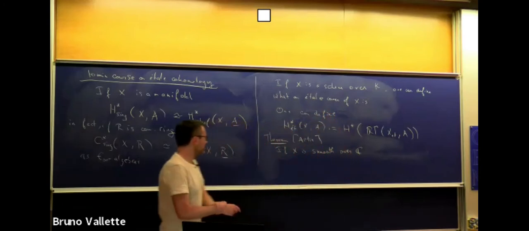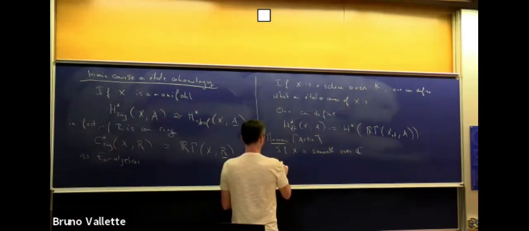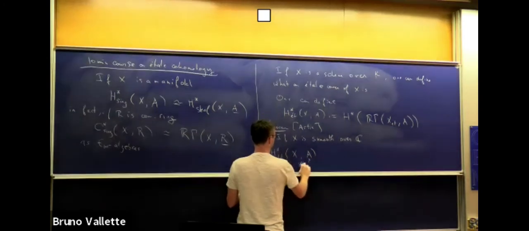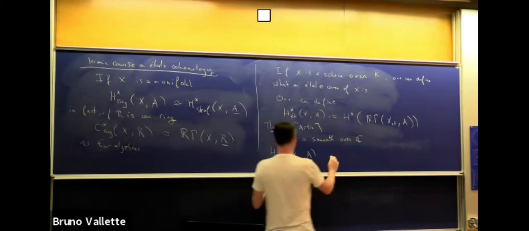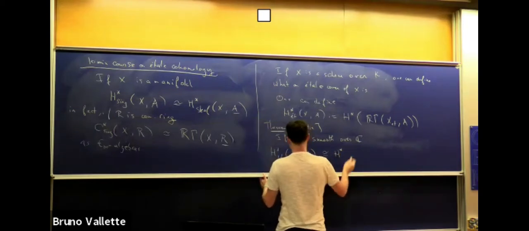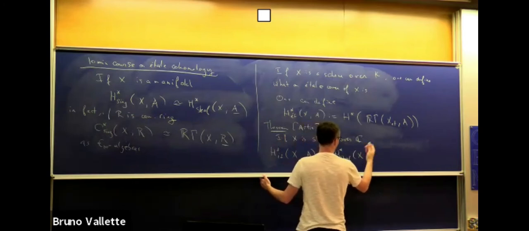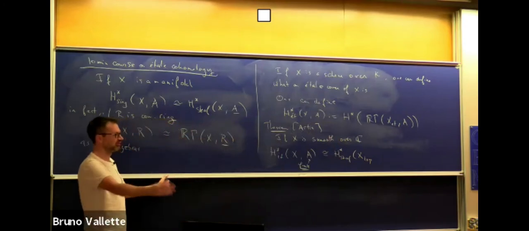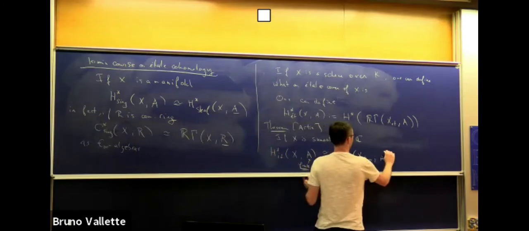So if X is smooth over C, the étale cohomology of X with coefficients in a finite, so it's important, a finite abelian group A is isomorphic to the standard sheaf cohomology of the underlying topological space. Something which I'm going to denote like this: a smooth variety over C is in particular a complex manifold, so it's in particular a topological space, with coefficients in A.